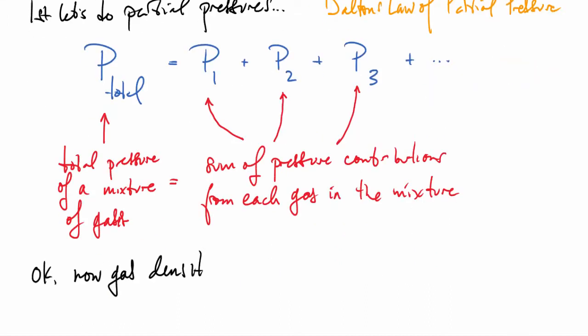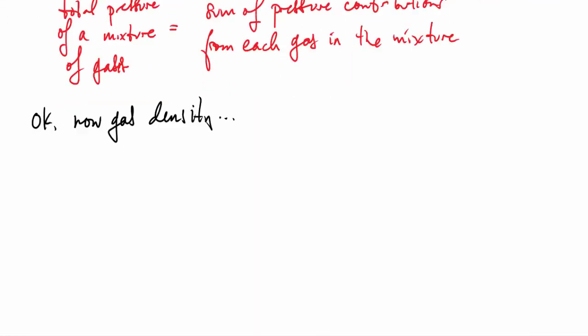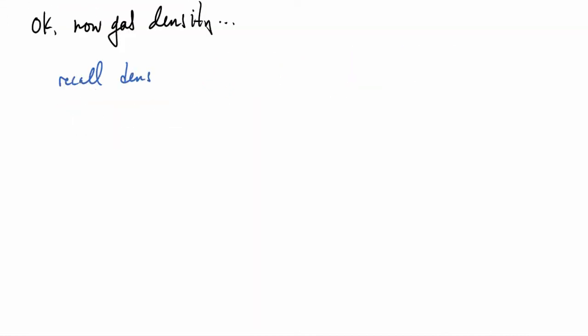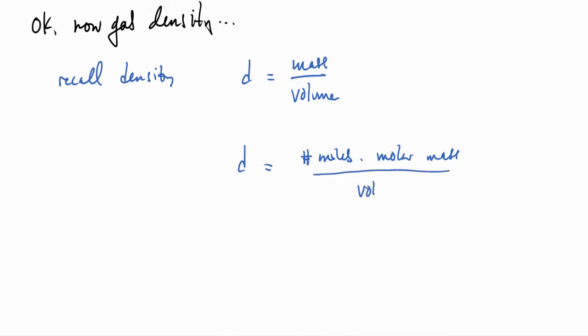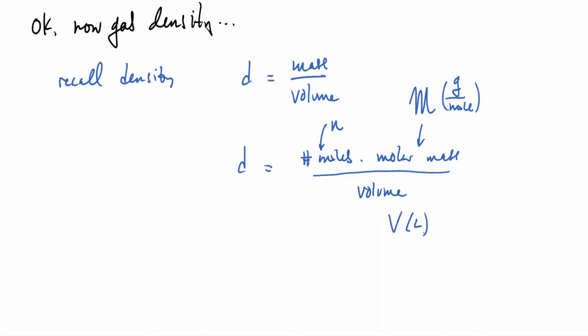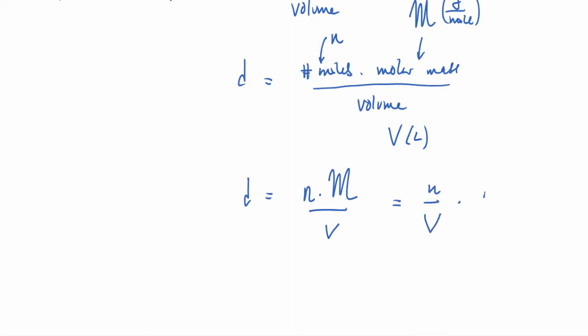Now let's talk about gas density. And you might remember that density is mass over volume. And so if you don't mind, we'll make mass here into number of moles times molar mass and divide that by volume. So here's a new symbol, this large curly M. Molar mass is grams per mole, number of moles is n, and the volume is in liters. So if we do that, we get density equals little n times big curly M divided by volume.